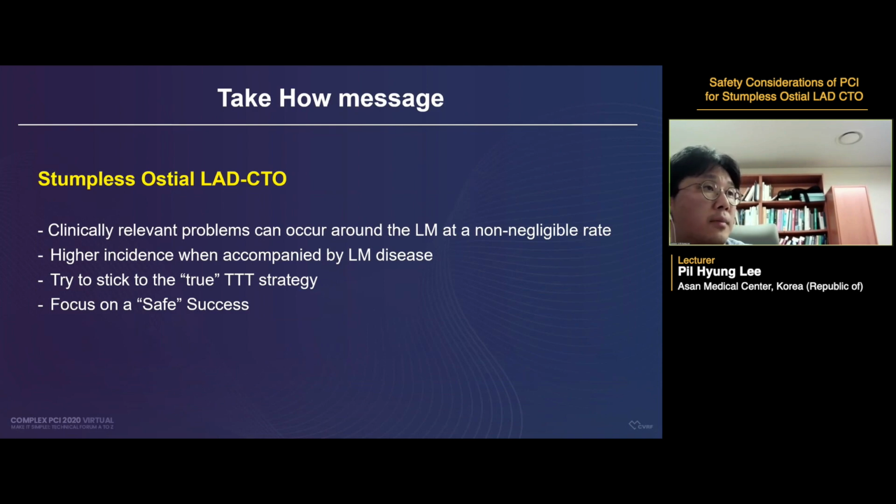So this would be my take-home message for stumpless ostial LAD CTO. Clinically relevant problems can occur around the left main at a non-negligible rate. A higher incidence of these complications can occur when accompanied by left main disease. We have to try to stick to the true TTT strategy by using all the modalities we have. And of course, we have to focus on a safe success.